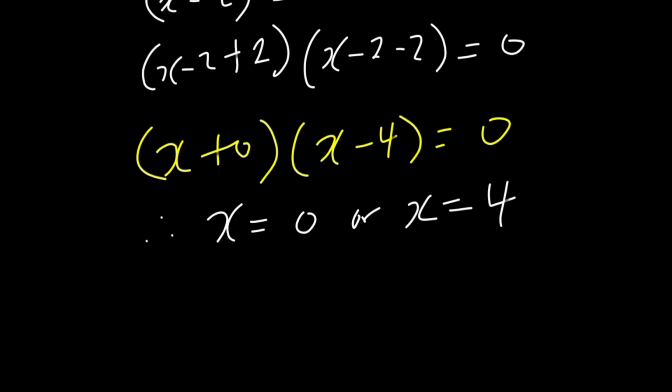By direct substitution, we find out that x = 0 is not a valid solution due to the domain restriction of the logarithm function. x = 4 is the only valid solution.